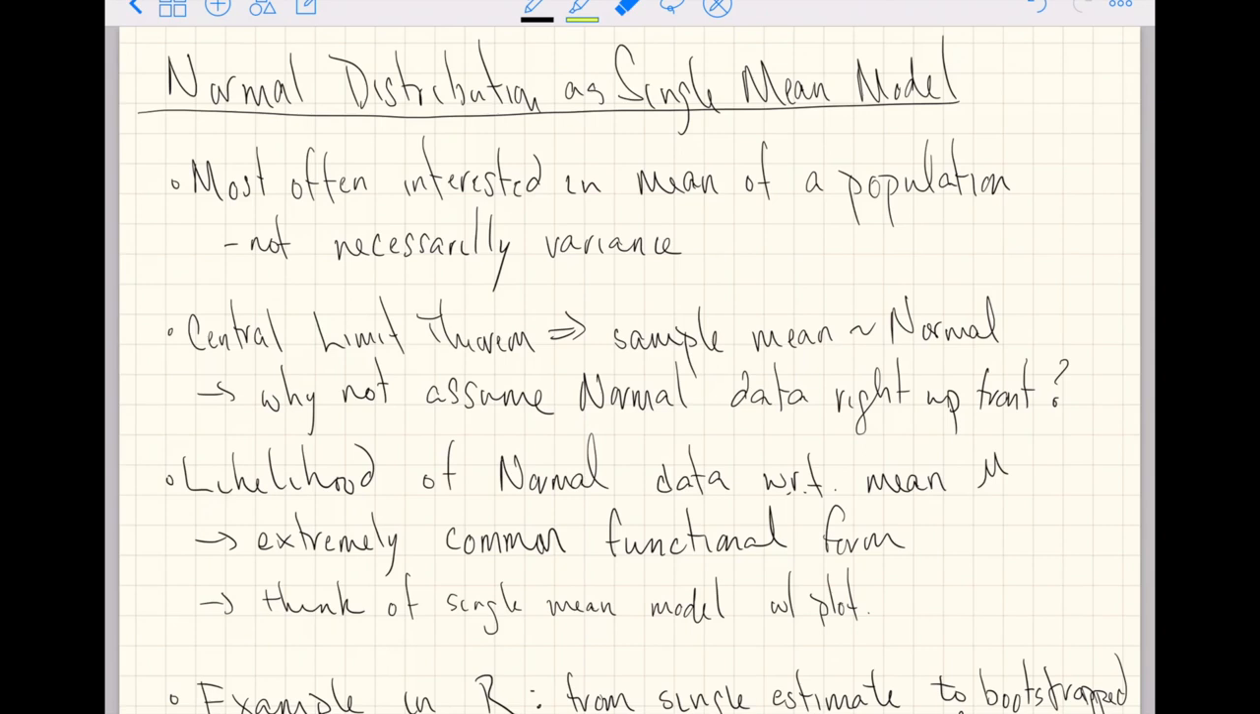And then towards the second half of this video, we will do an example in R where we'll go straight from the single estimate all the way up through a bootstrapped confidence interval. So much of this will look like things we have seen before, but I'm just starting us out on a page we've seen before while walking us towards the idea of formally modeling data.